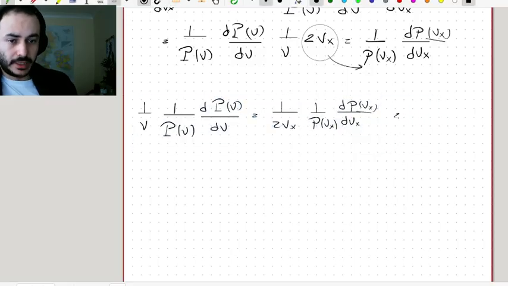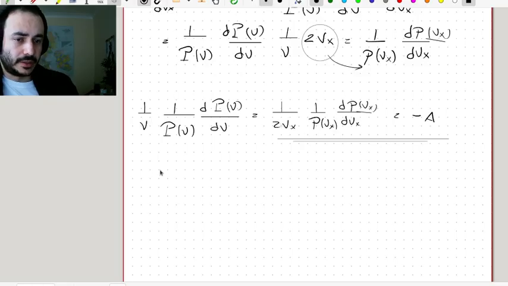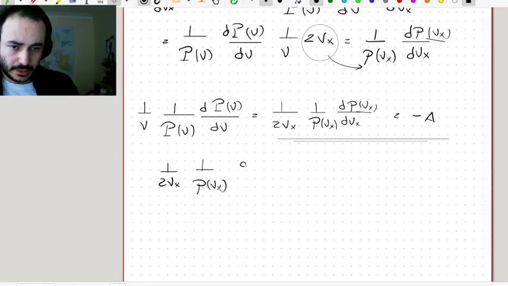And this constant, let's just write constant. For convenience, I'm going to write it like minus a. And let me just integrate this expression. So what I have there is 1 over 2vx, 1 over little p of vx, and the derivative of little p of vx with respect to vx.